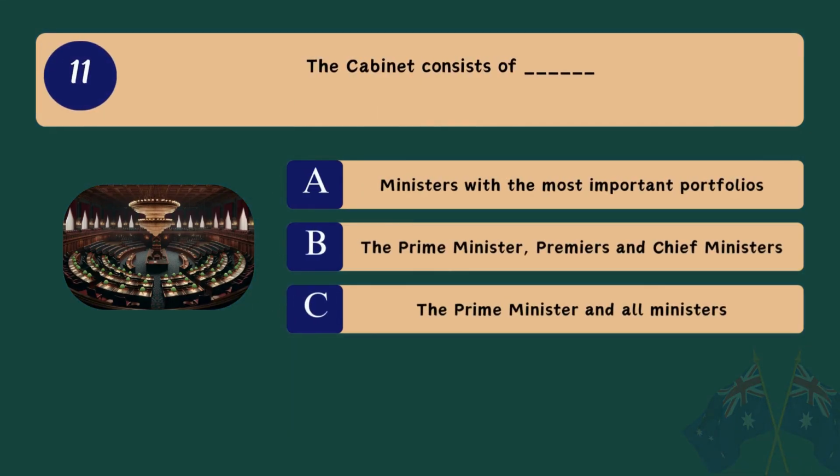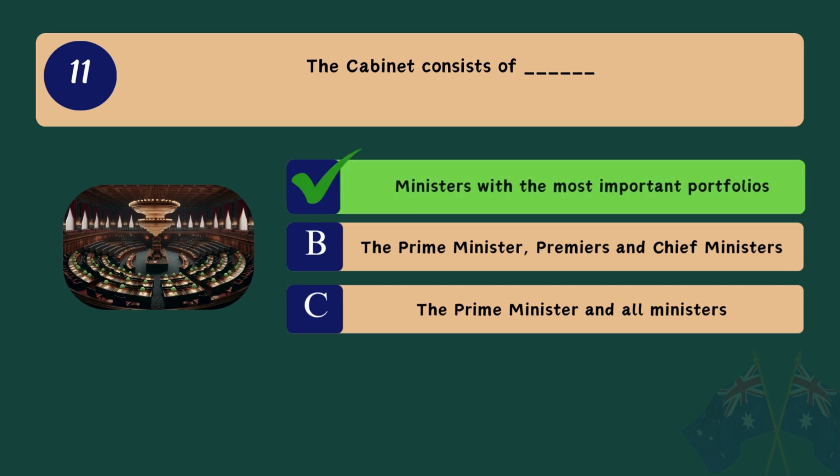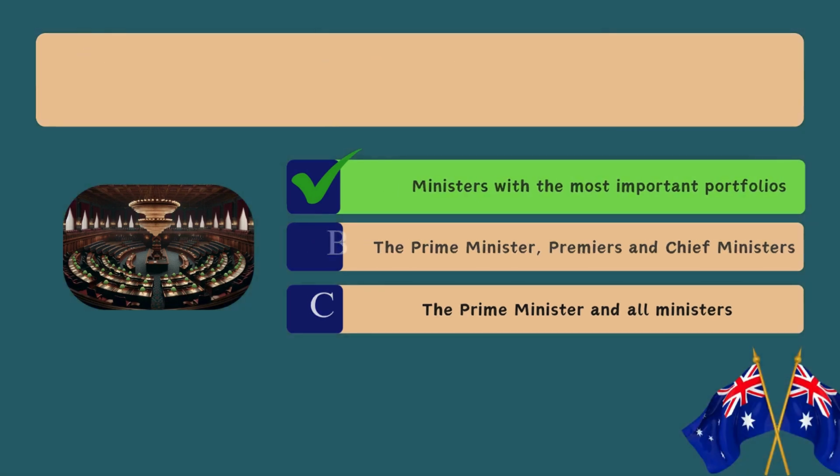Question 11. The Cabinet consists of A. Ministers with the most important portfolios. B. The Prime Minister, Premiers and Chief Ministers. C. The Prime Minister and all ministers. Correct answer A. Ministers with the most important portfolios.